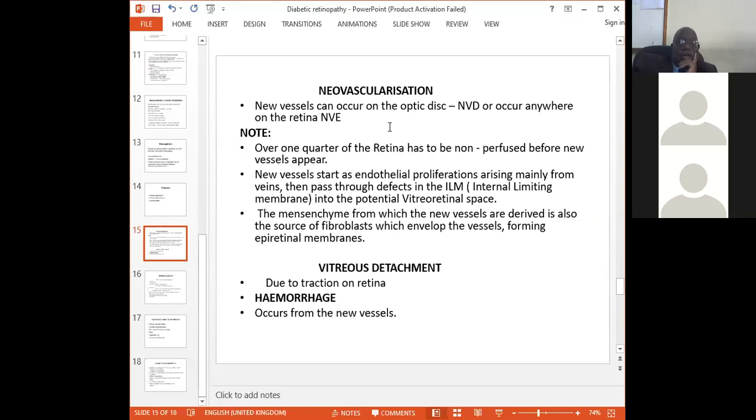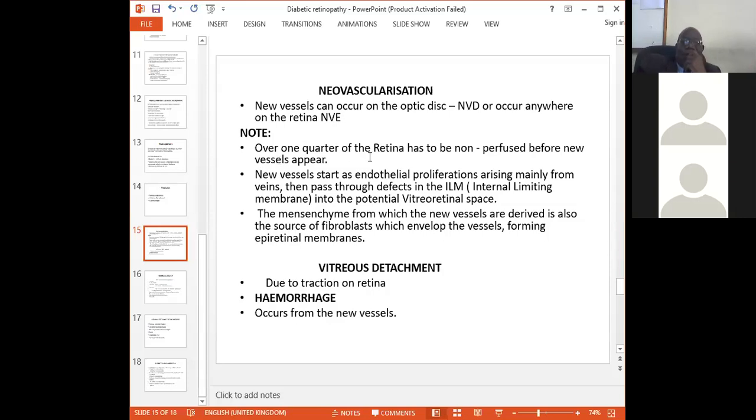New vessels can occur on the optic disc, and you refer to that as new vessels on the disc, or NVD, or can occur anywhere on the retina. You refer to that as new vessels elsewhere, NVE. So this nomenclature of NVD and NVE, you hear about it a lot. It simply means new vessels on the disc or new vessels elsewhere on the retina.